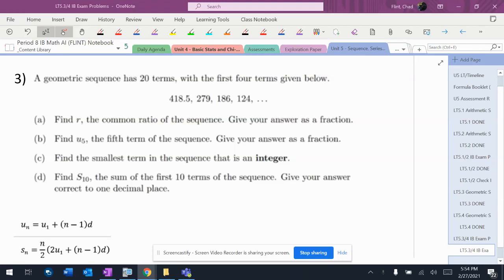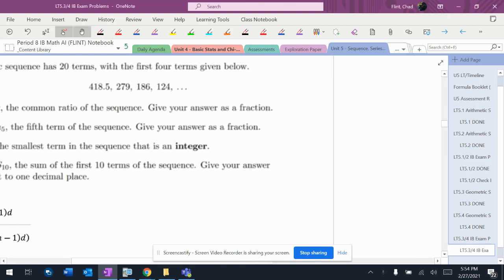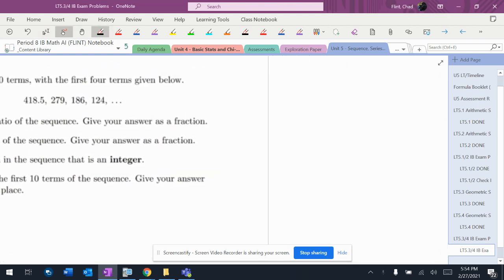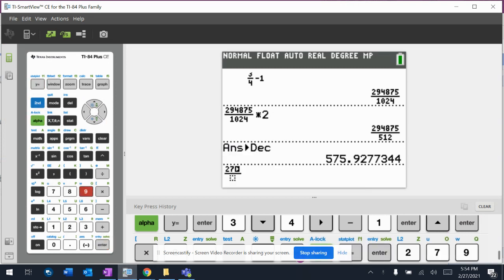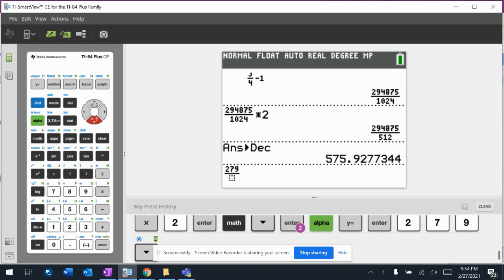So a geometric sequence has 20 terms with the first 4 terms given below. Find the rate, give your answer as a fraction. So you take 2 consecutive ones and put them into a fraction. So 279 over 418.5. Remember, it doesn't matter what 2 you use as long as you use 2 consecutive ones.